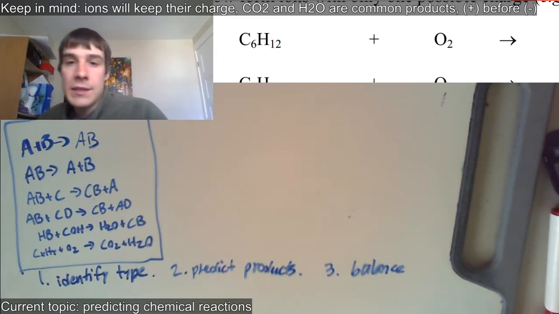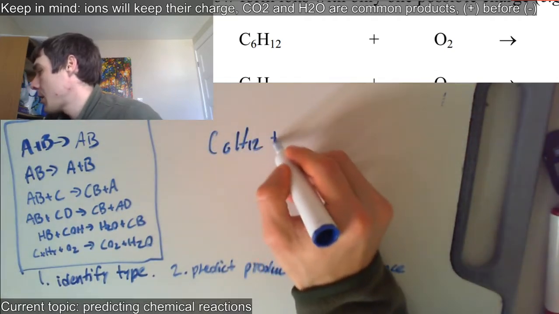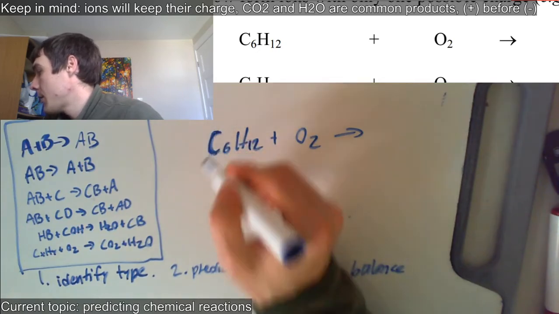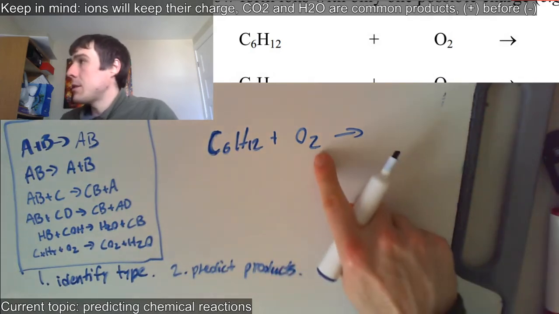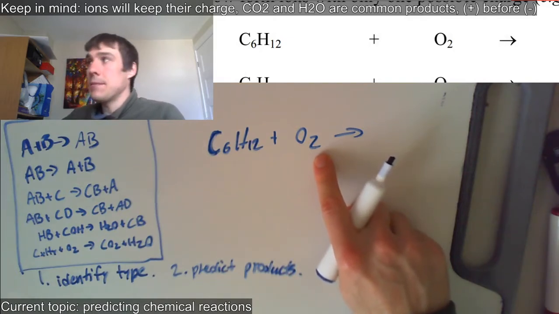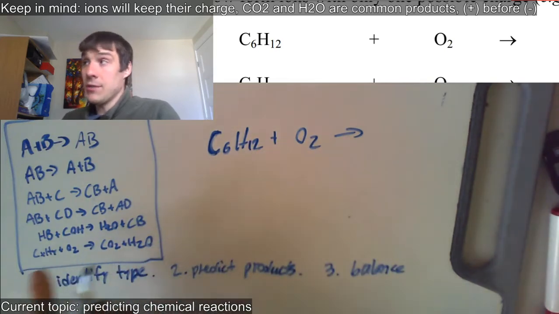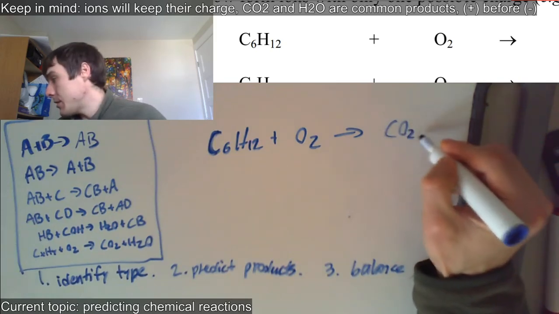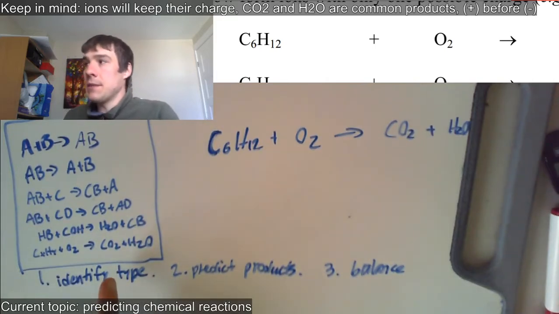We have this first one here, C6H12 plus O2. So what does that look like in our heads for what kind of reaction it might be? Well, we've got the oxygen, which suggests to me combustion, and it is a hydrocarbon. So that's down here. That's the combustion reaction. So we know just by knowledge, we just remember this, that this is going to make CO2 and H2O. So there's step one. We identified the type. It was a combustion reaction.